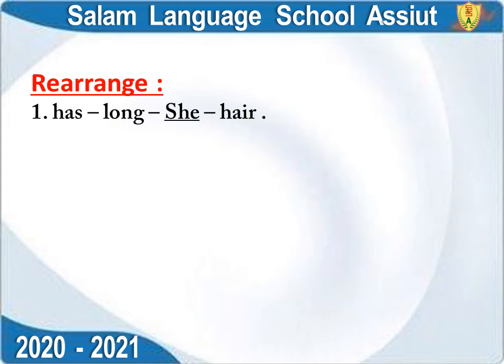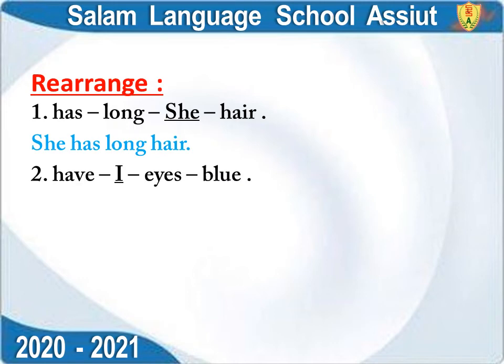Rearrange. Number one: Has long she hair. She has long hair. Excellent. Number two: Have I eyes blue? I have blue eyes. Excellent.